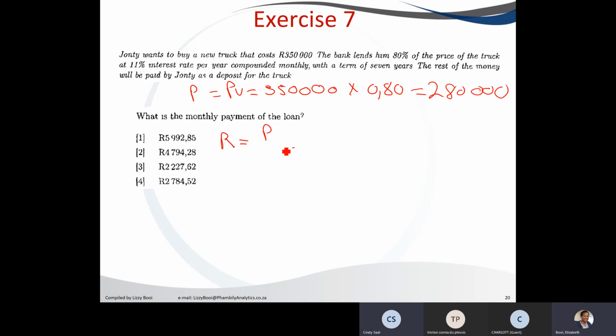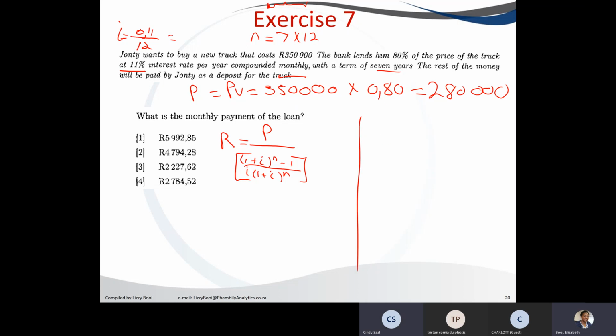R is equal to P divided by (1 plus I to the power N minus 1) divided by (I times 1 plus I to the power N). Remember your I is 0.11 divided by the compounding period, which is 12. And your N is for 7 years, so you need to multiply that by 12.